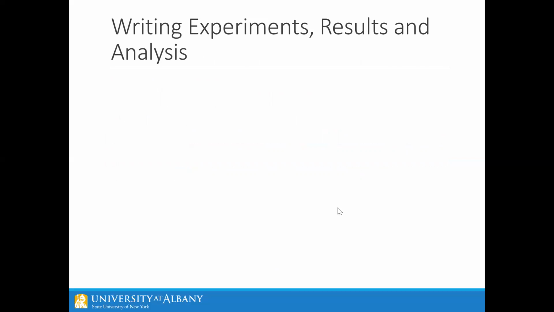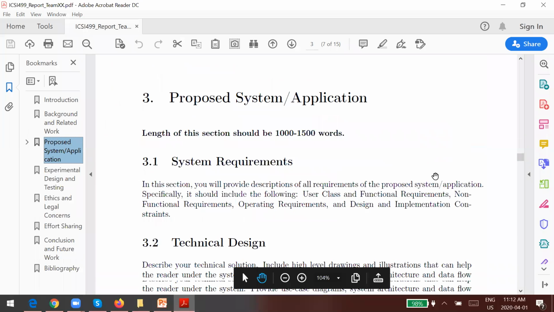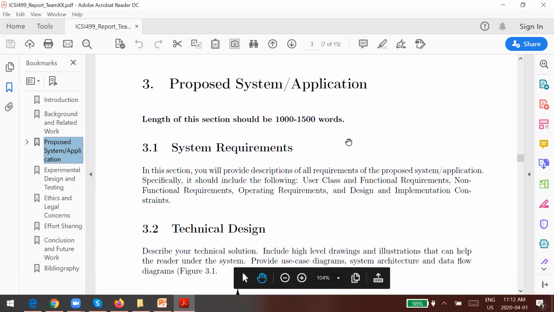Right. So then coming back to the report and what I ask you to do in a proposed system and application. This is something which would be quite different for every student. However, there are some general things which are required for this project, such as system requirements.